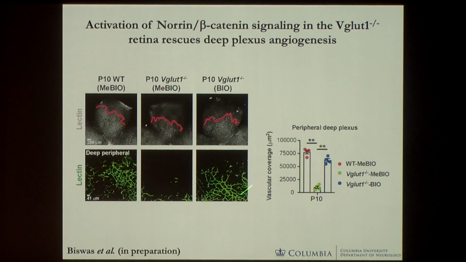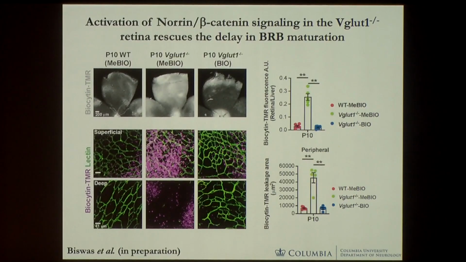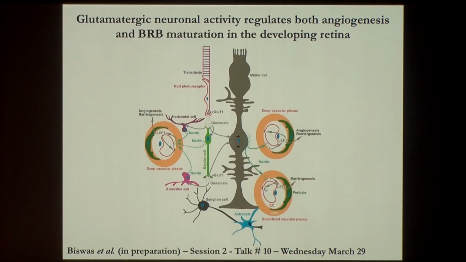And you can see that when you administer this drug, you can rescue both the angiogenesis and the barrier properties. I have to say, I've never seen such a profound rescue in a lot of experiments I've done in my life. But this is actually extremely dramatic. And so the model that I think we have to consider is that in the CNS, we have to consider activity. And in fact, the glutamate plays an essential role not only as a neurotransmitter, but also in regulating the process of angiogenesis and barrier maturation, likely through regulation of the norrin beta-catenin activity.